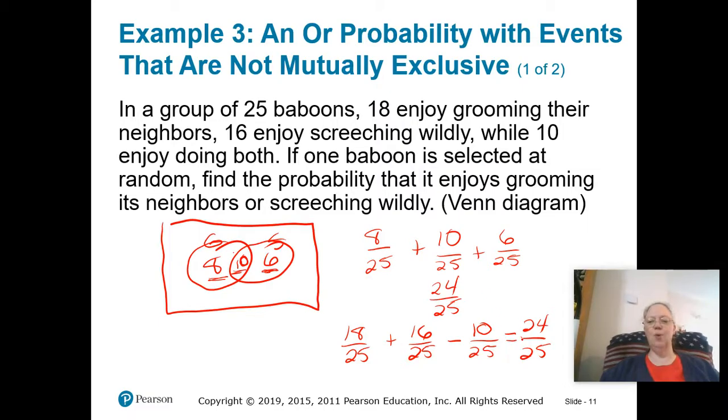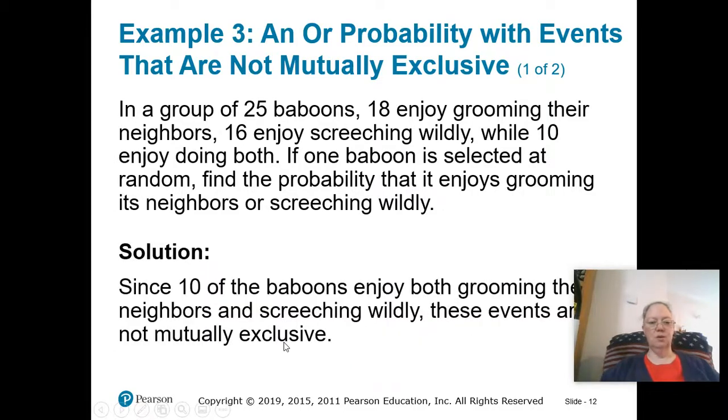So whichever way feels more comfortable for you, you can draw a Venn diagram and add it up this way, or you can use the formula where you take the total plus the total minus the ones that do both. So either way, whichever works best for you. All right.